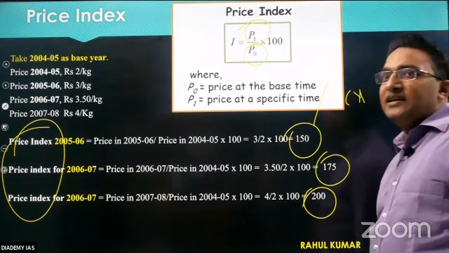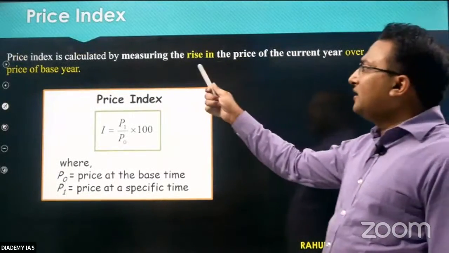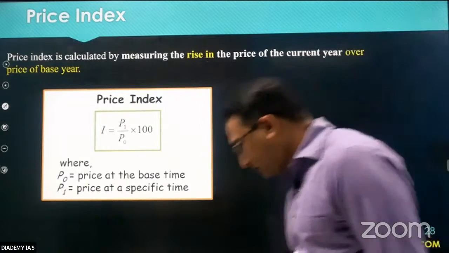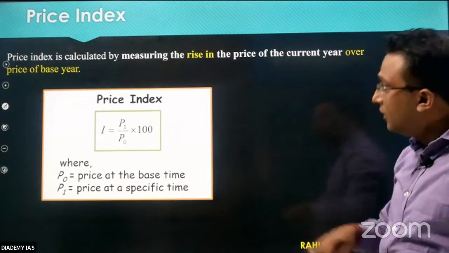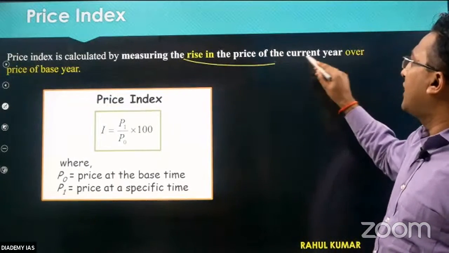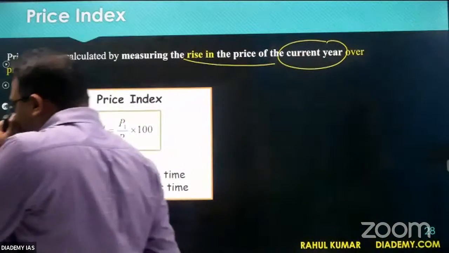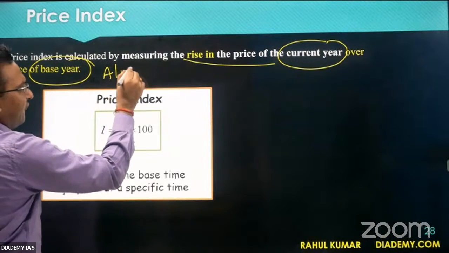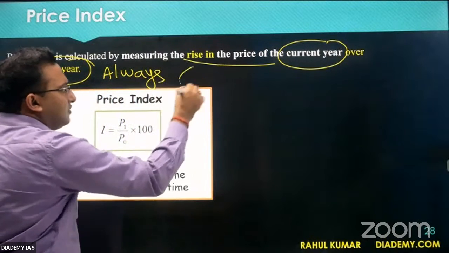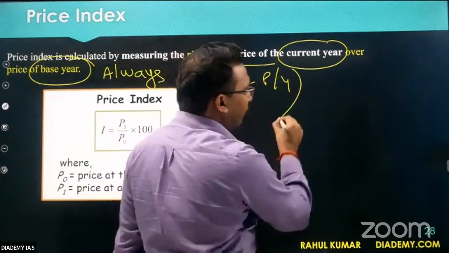So this is called price index. Price index means calculating the rise in the price of the current year over the price of the base year. Please understand, this price index is always calculated with reference to the base year, never with reference to the previous year, always with reference to the base year.